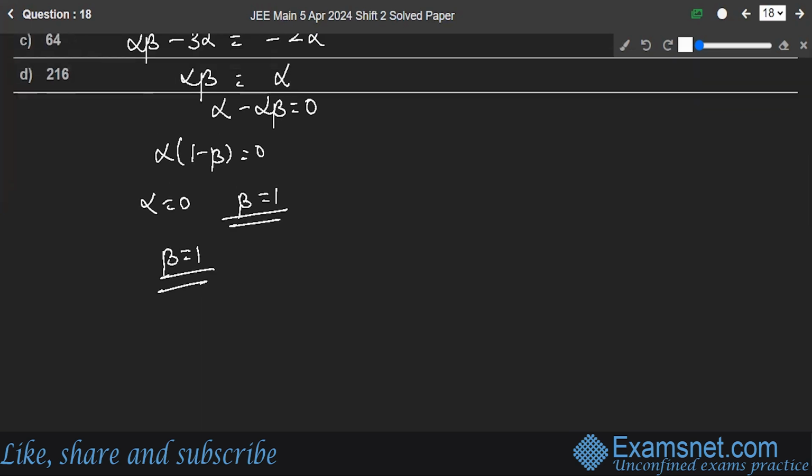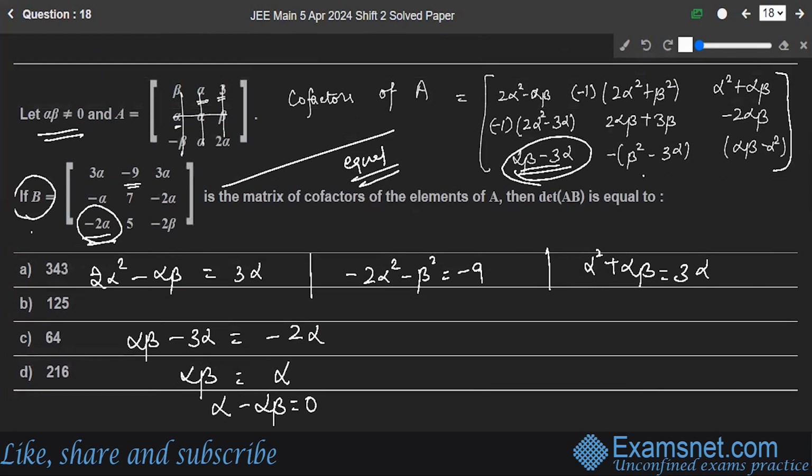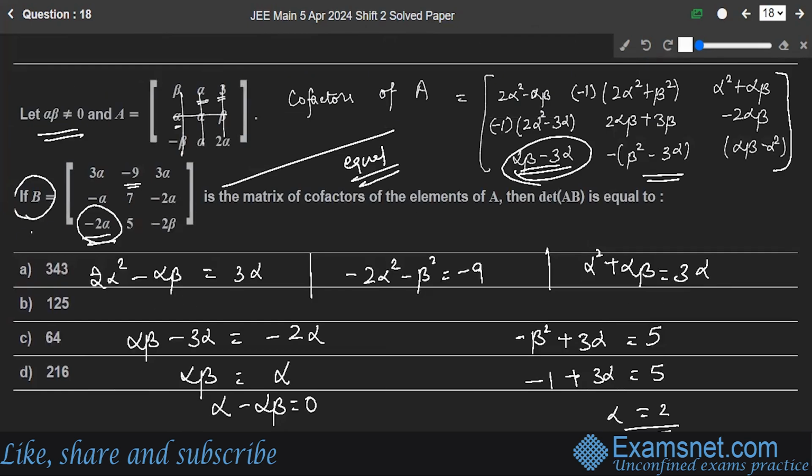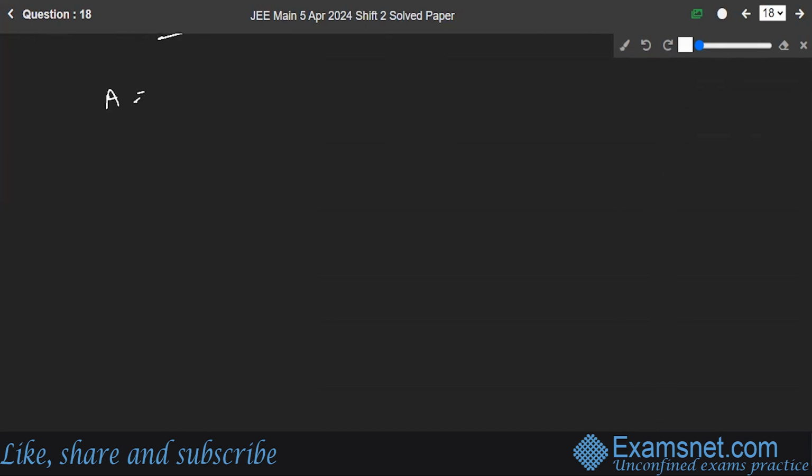Now let's compare this. Minus beta square plus 3 alpha is equal to 5. So this is minus 1, or you have alpha is equal to 2, you will get. So I got the value for alpha and beta. Now what does your A matrix become? Let's fill in to get your A matrix. I'm using the value alpha is equal to 2, beta is equal to 1. The A matrix will be 1, 2, 3, 2, 2, 1, minus 1, 2, and 4.